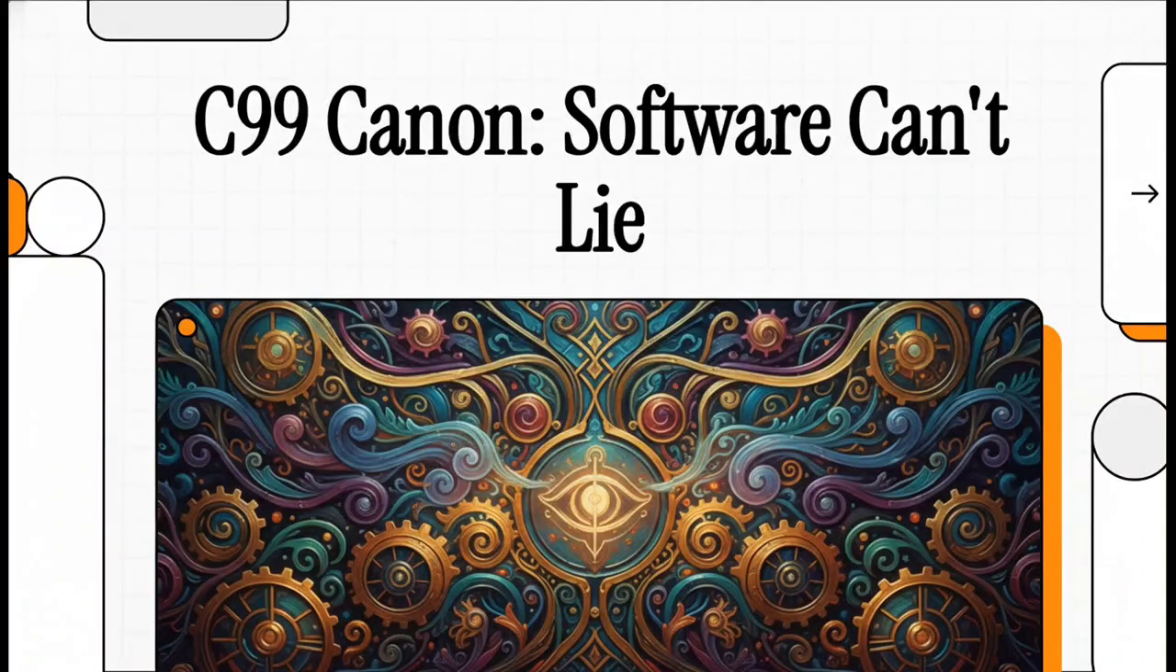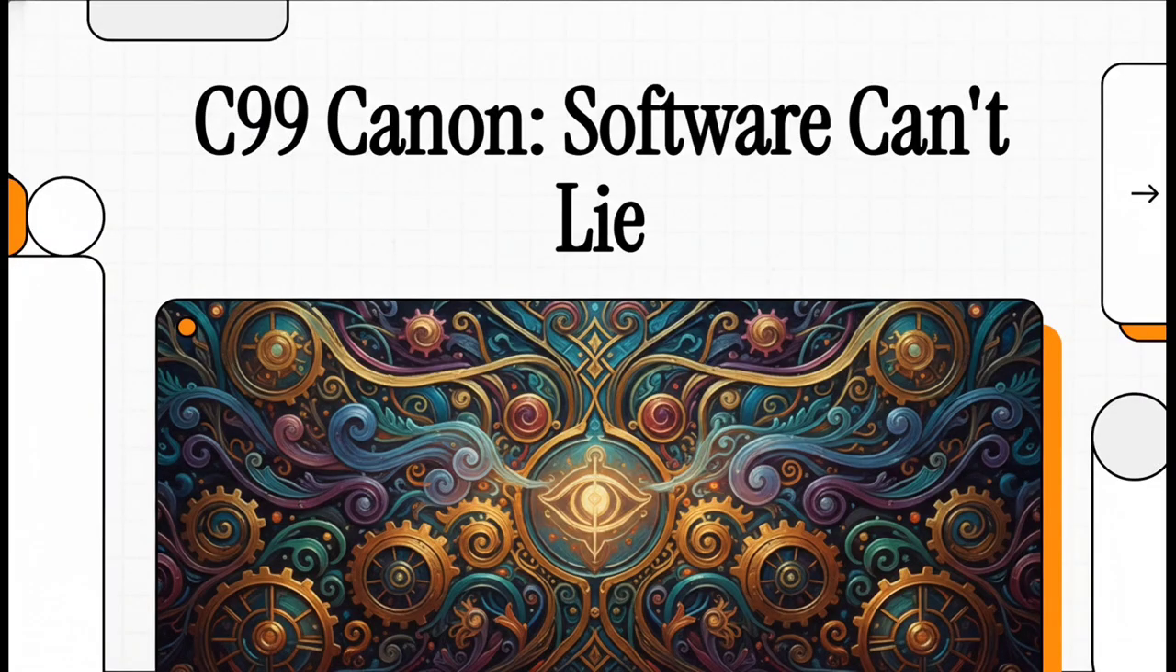Okay, picture this. A piece of software that literally cannot lie. And I don't mean it chooses not to lie. I mean it's fundamentally incapable of misrepresenting what it did. It's a wild idea, right? Well, it's the whole point behind this incredible engineering project called the C99 Canon. It's a system built from the ground up to produce what it calls a non-negotiable testimony of everything it does.